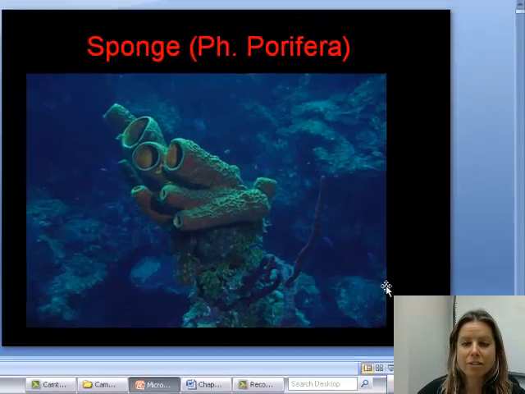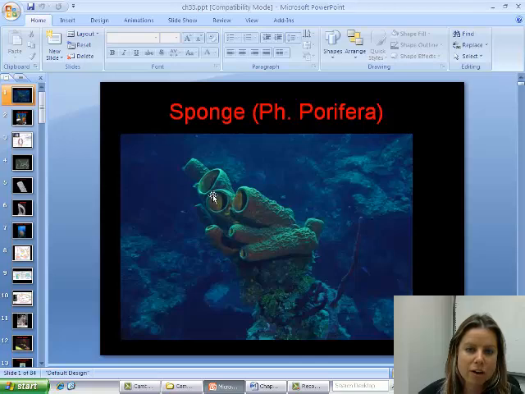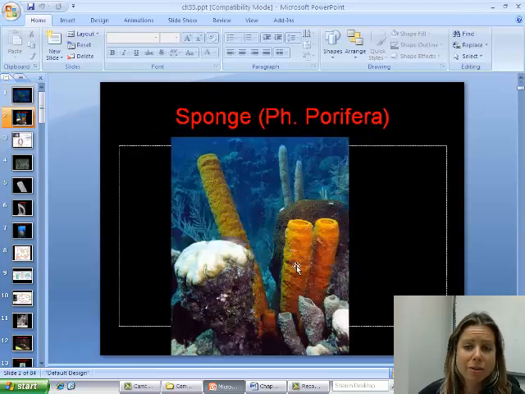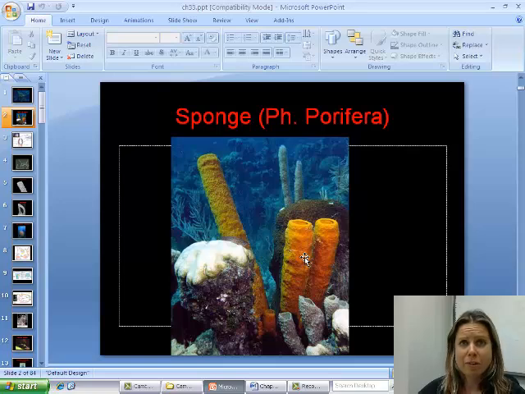So if we take a look at this right here, this is a picture of a sponge, and not a lot of symmetry, right? It's not exactly symmetrical, and that's why it's in the group Parazoa instead of eumetazoans, right? Sponges can get to be very big. So here are some sponges right here. These are all coral, but anyway, sponges can get to be very huge.